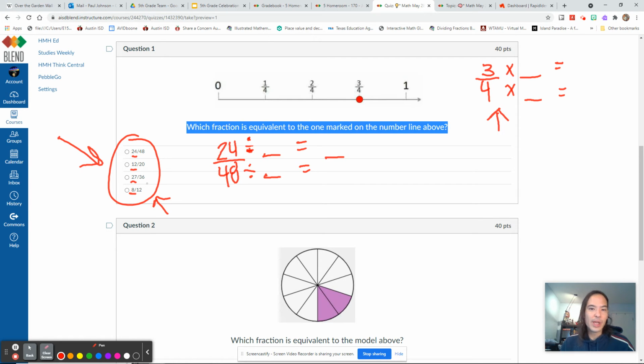We can already eliminate one of those answers because can we turn 3 into 8 using multiplication? No. There's not any whole number that we can multiply times 3 to get 8. So there's at least one answer removed. But we can make 24 out of 3, 12 out of 3, and 27 out of 3. So let's figure out if we're multiplying times 6, times 4, or times 9.